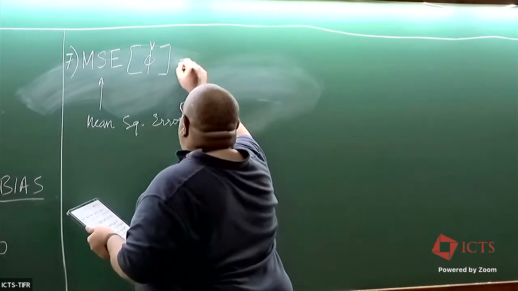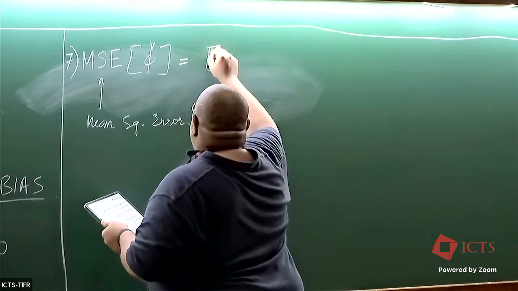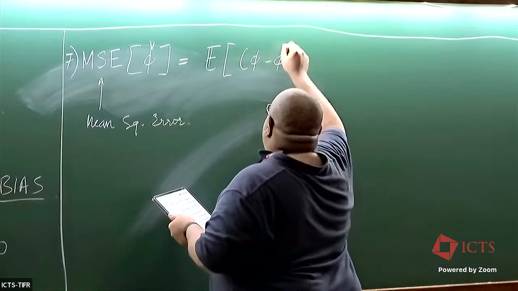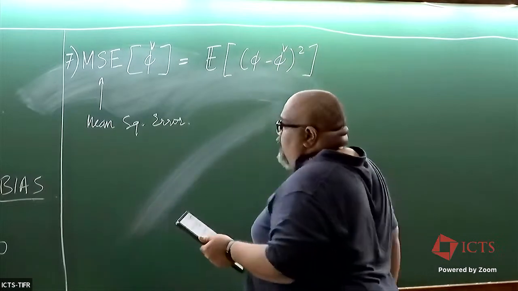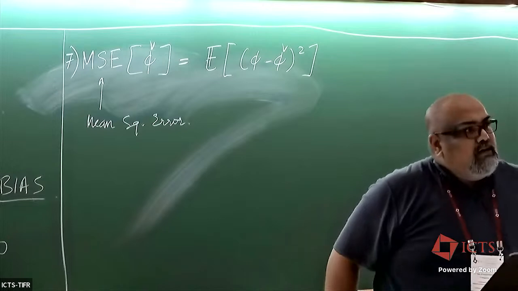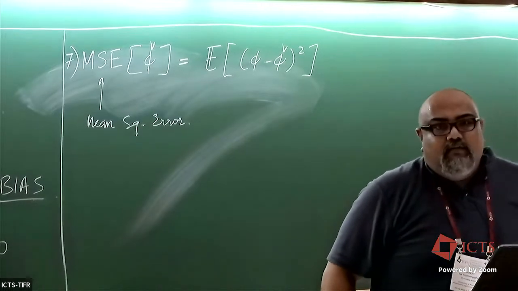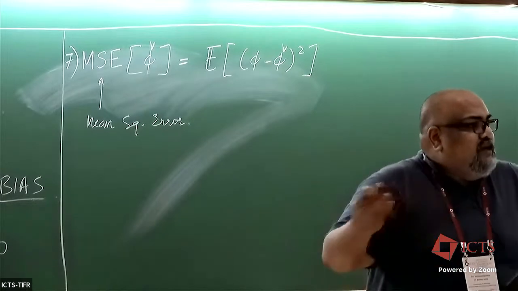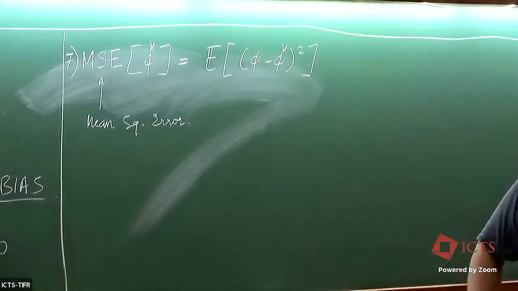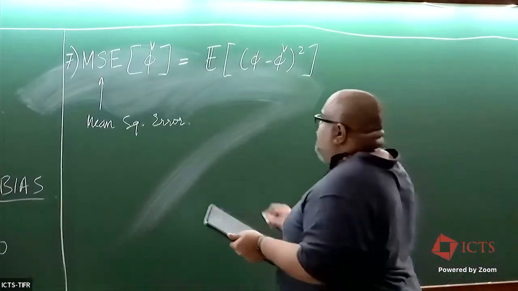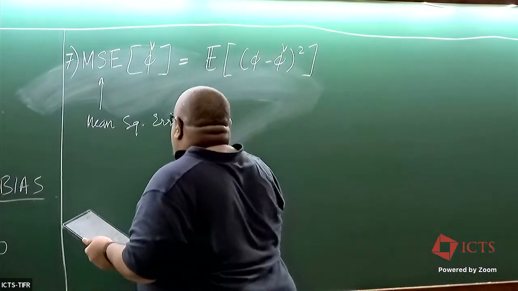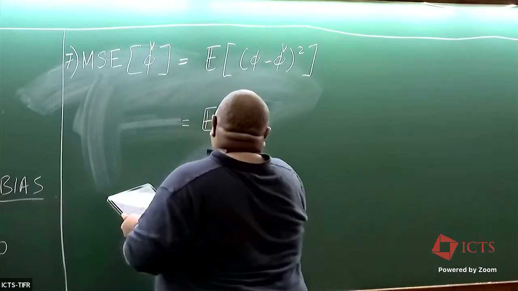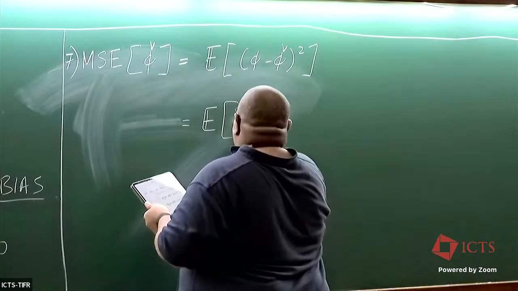I define it as the expected value of phi minus phi hat, the whole square. And I apologize again if this is too basic for some of you. I'm just doing this once so that some of us can see how it's done, and then I won't bother you with it. So I expand out this object.